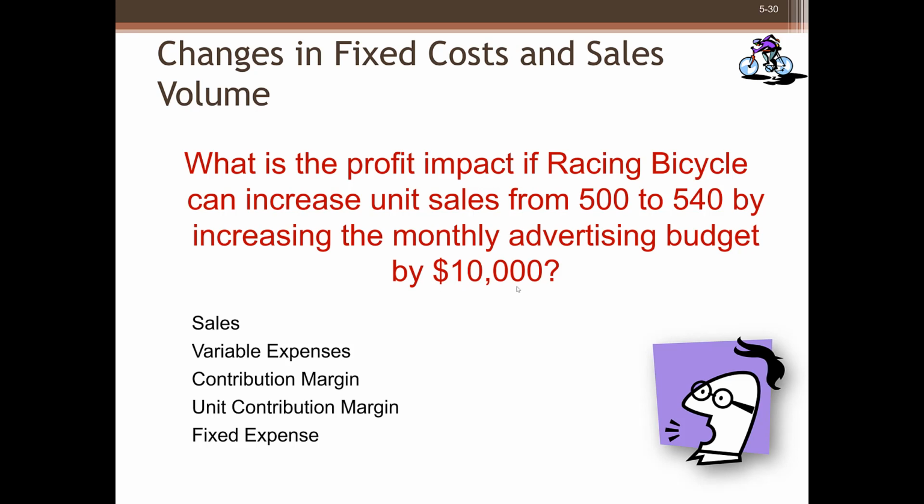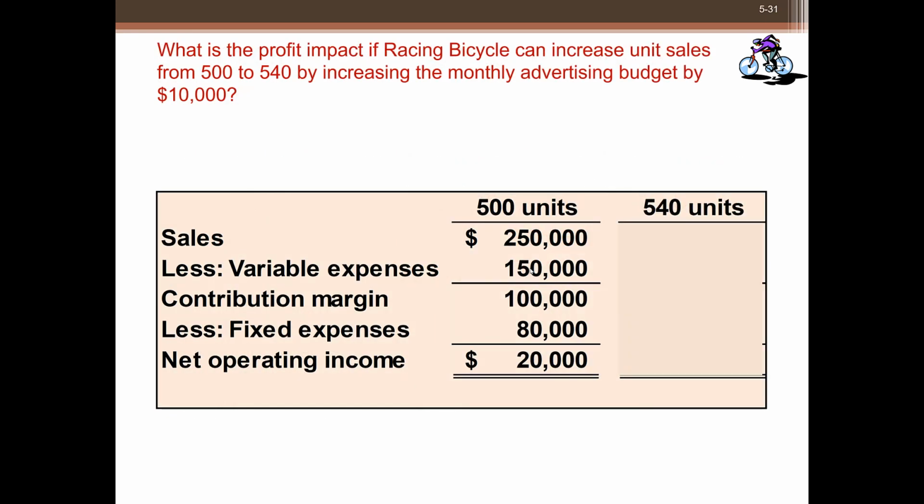In this case, total sales change, variable expenses change, contribution margin changes, unit contribution margin, no, fixed expense, yes, because the monthly advertising budget increased by $10,000. We can use a contribution income statement to show the change here. This is the original 500 units, and we'll use this as the benchmark. So here, for increased units from 500 to 540, we can calculate the total sales.